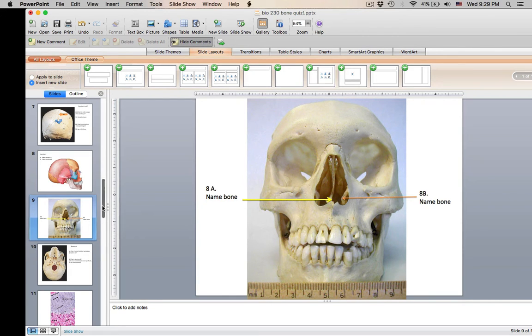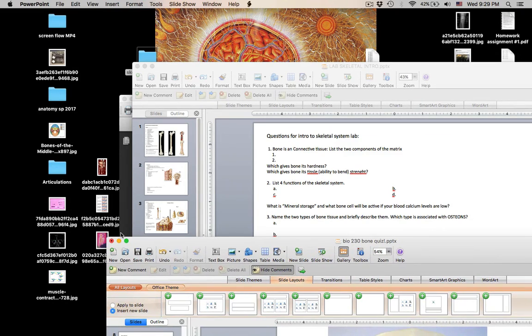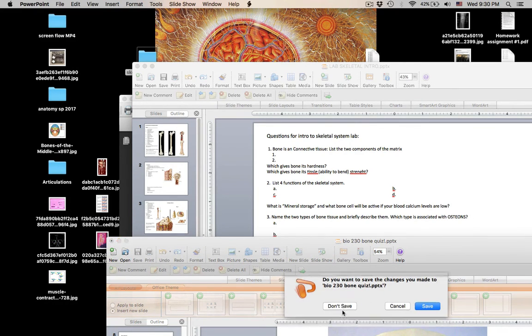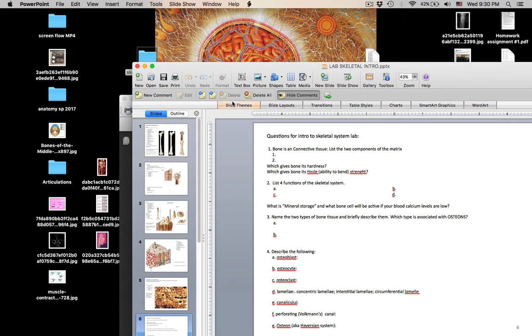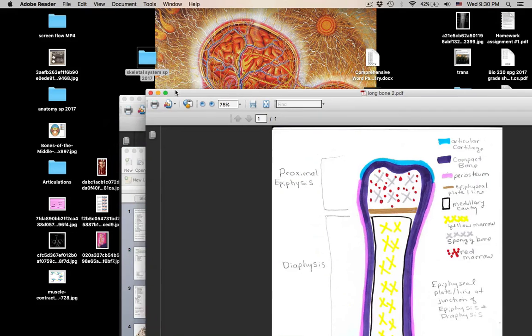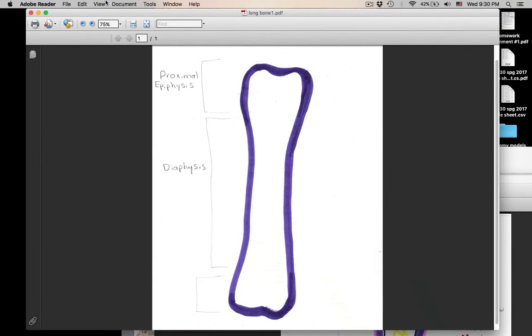I think that was it, and then I wanted to go to just some stuff on your worksheet. Actually, the first thing on your quiz was to draw a typical long bone. Draw a typical long bone, and I had a bunch of things I wanted you to add on it.